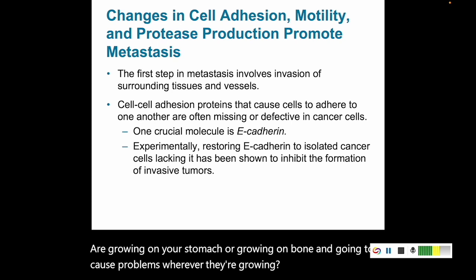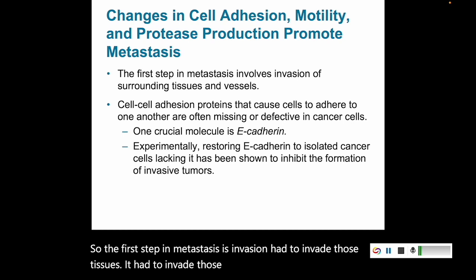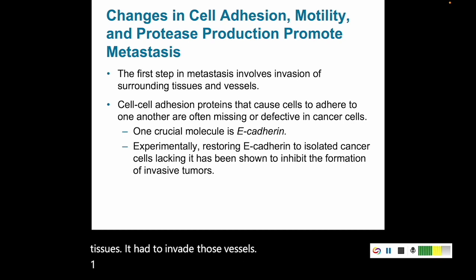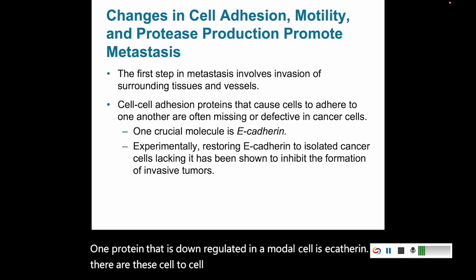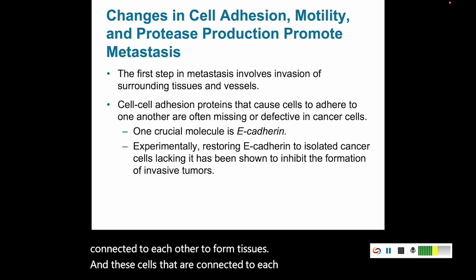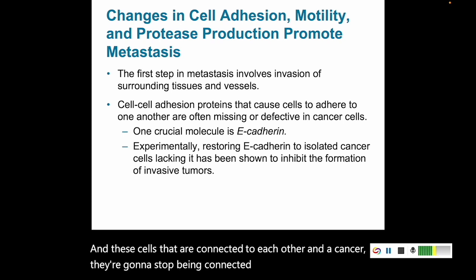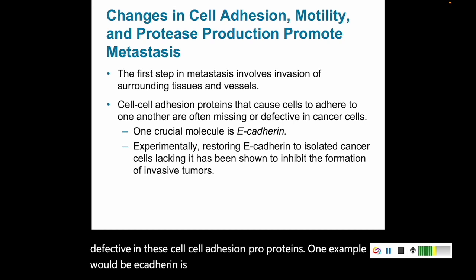So the first step in metastasis is invasion. It had to invade those tissues. It had to invade those vessels. One protein that is downregulated in a motile cell is E-cadherin. So there are these cell-to-cell adhesion proteins that keep your cells connected to each other to form tissues. And these cells that are connected to each other, in a cancer, they're going to stop being connected. So they're often missing or defective in these cell-cell adhesion proteins. One example would be E-cadherin is often missing or defective in cancer cells.